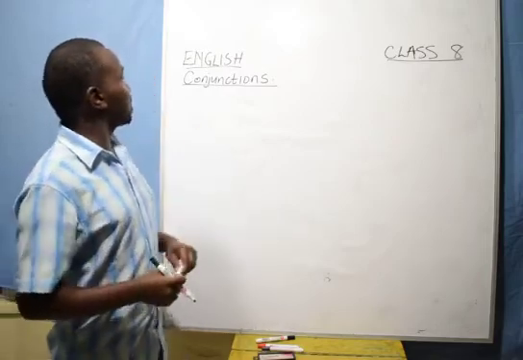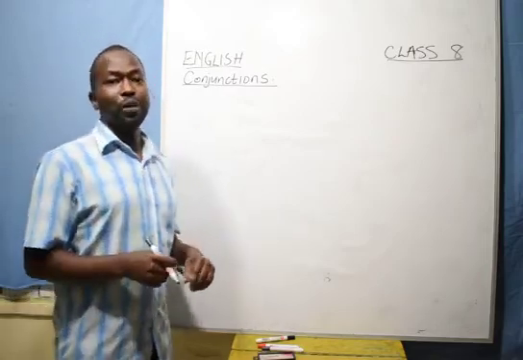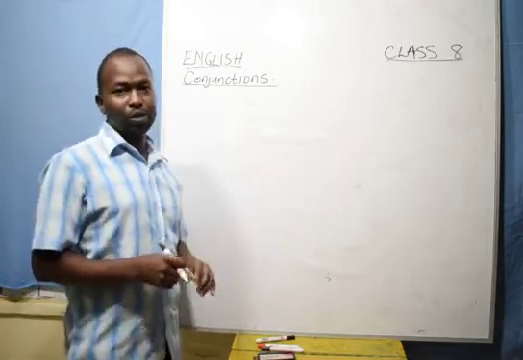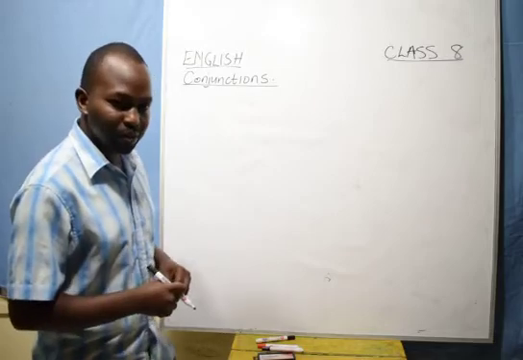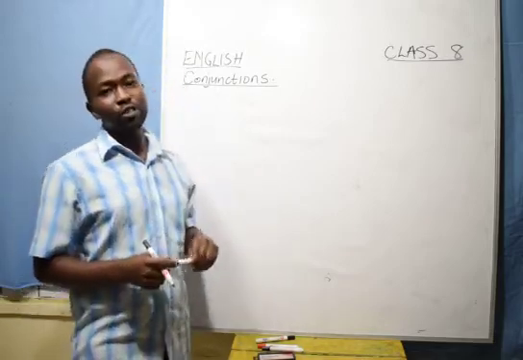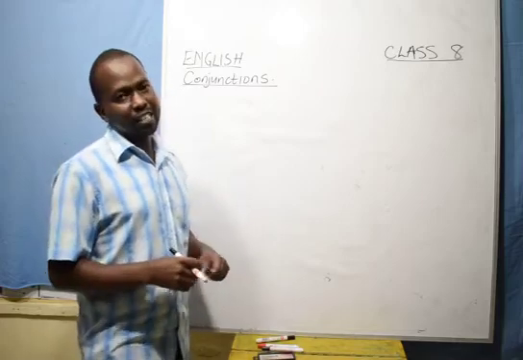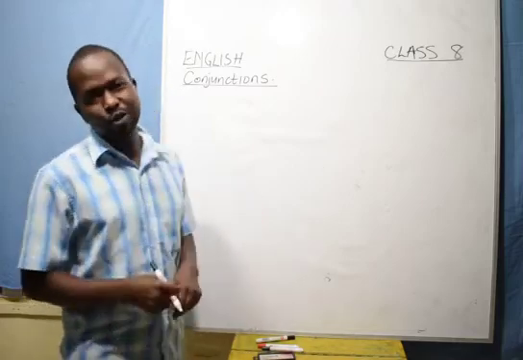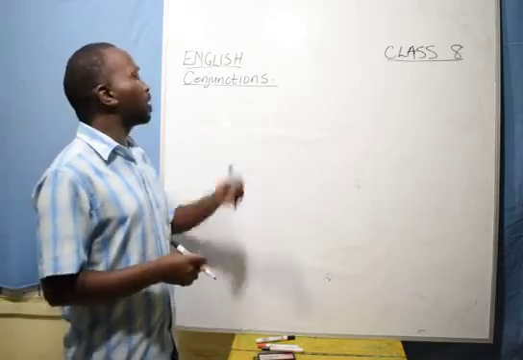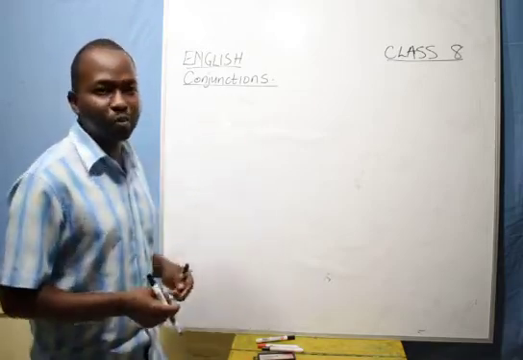As you can see on the board, today we are learning the use of conjunctions. We say conjunctions. Very good. Now we have been looking at conjunctions over the years since you joined class 1, you joined schooling, and therefore conjunctions are quite simple. But now here we're going to look at the different groups of conjunctions.